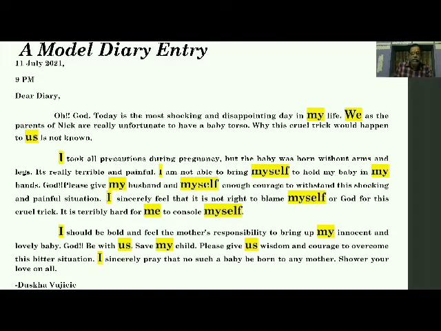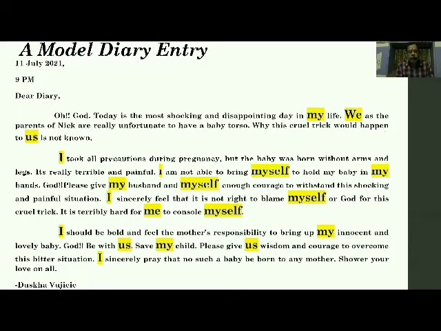I sincerely feel that it is not right to blame myself or God for this cruel trick. It is terribly hard for me to console myself. I should be bold and feel the mother's responsibility to bring up my innocent and lovely baby. God, be with us. Save my child. Please give us wisdom and courage to overcome this bitter situation. I sincerely pray that no such baby be born to any mother. Shower your love on all. Dashka Vujicic.